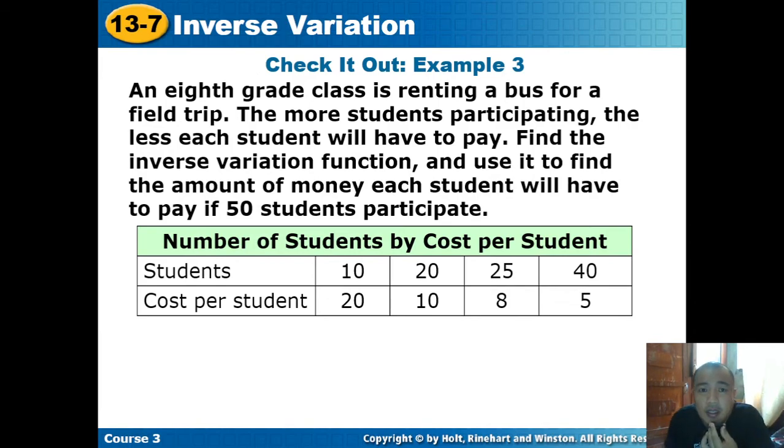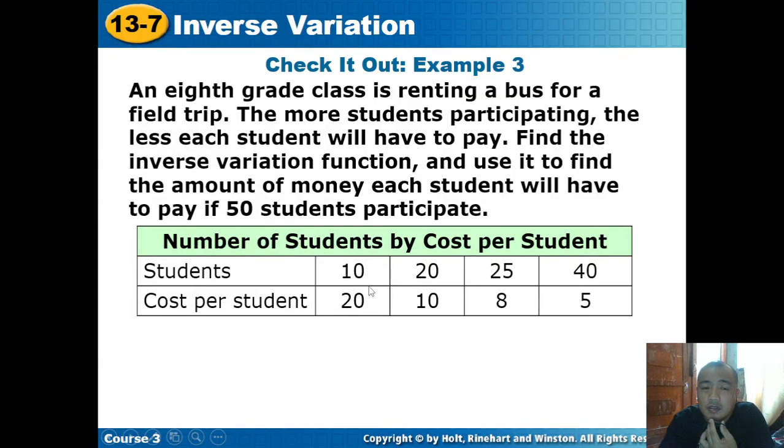Next, example 3. An 8th grade class is renting a bus for a field trip. The more students participating, the less each student will have to pay. Find the inverse variation function and use it to find the amount of money each student will have to pay if 50 students participate. You can see in the table, as the number of students increases, the cost for each student decreases.